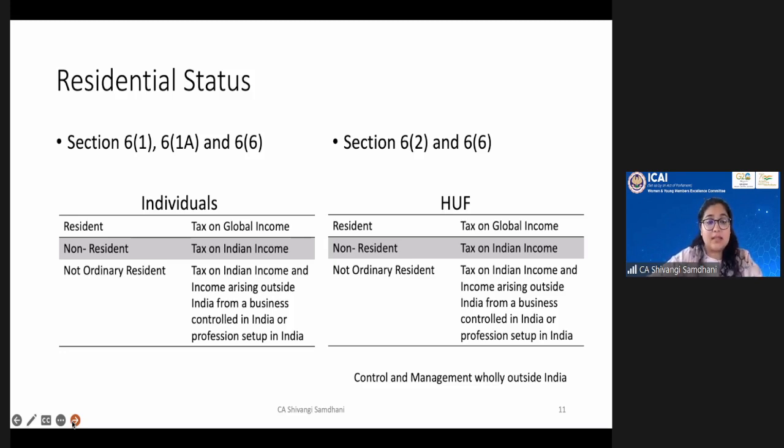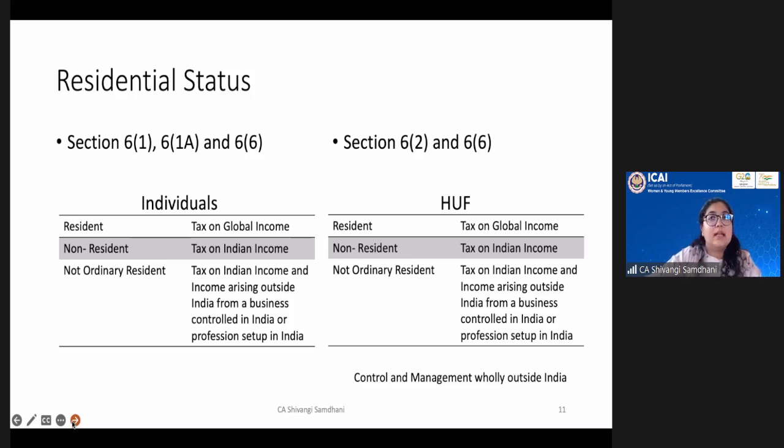Now, if a person is resident, then we should also check for another condition. Before offering global income for taxation, there is another concept of not ordinary resident. So only if a person qualifies for the definition of resident, then the not ordinary resident definition one has to see. Now, who are not ordinary residents?